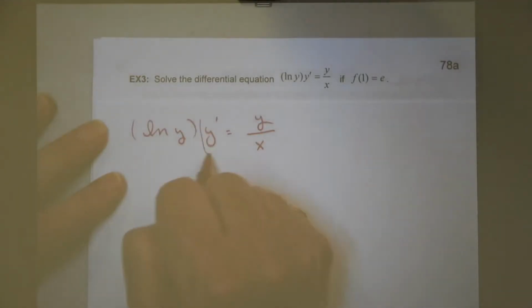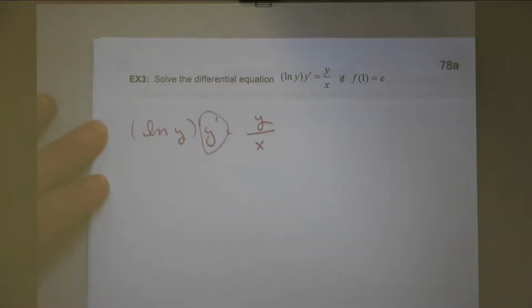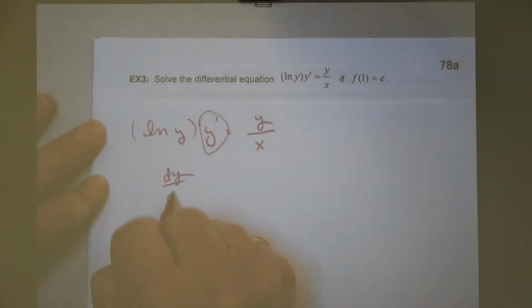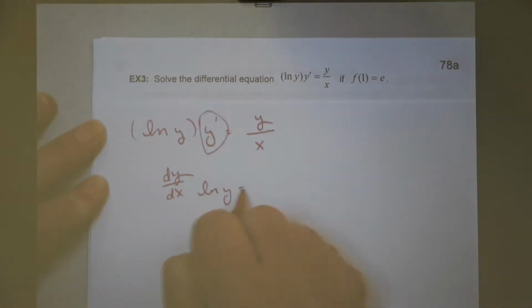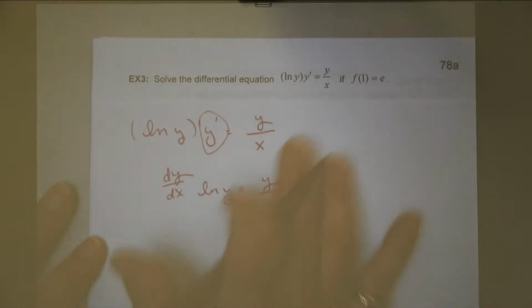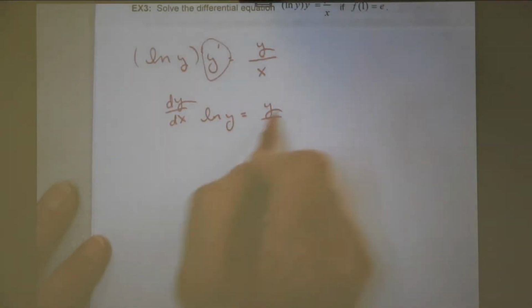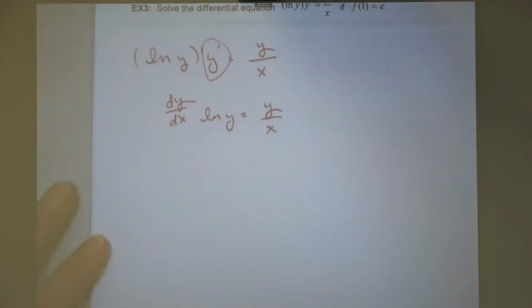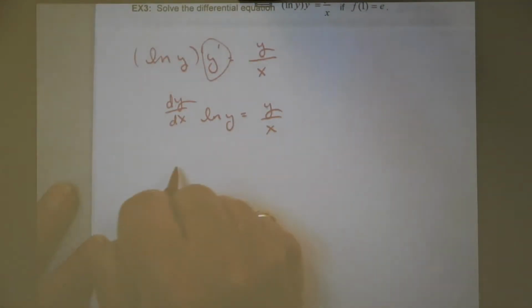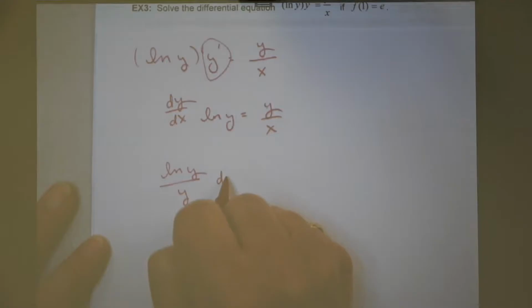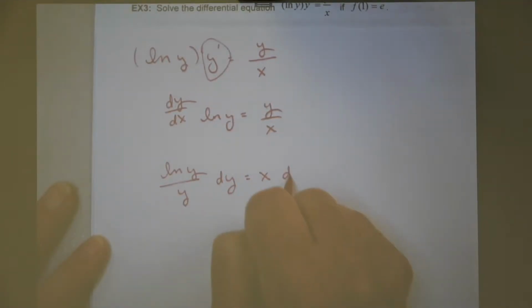And remember, here is your dy dx right here. So what I'm going to do then, I've got this ln y, so I've got dy dx ln y is y over x. And I have to separate these variables. I need the y's on the left and the x terms on the right. So I'm going to divide both sides by y and multiply both sides by dx. So here we go. We've got ln y divided by y dy is x dx.